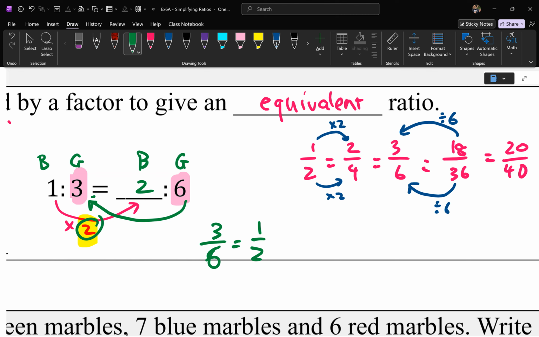1/2. Which is why I was doing this before. I was doing this to link it back so that you understand the language. This means how many 6 fit into 3? You told me it's half. That's your factor.